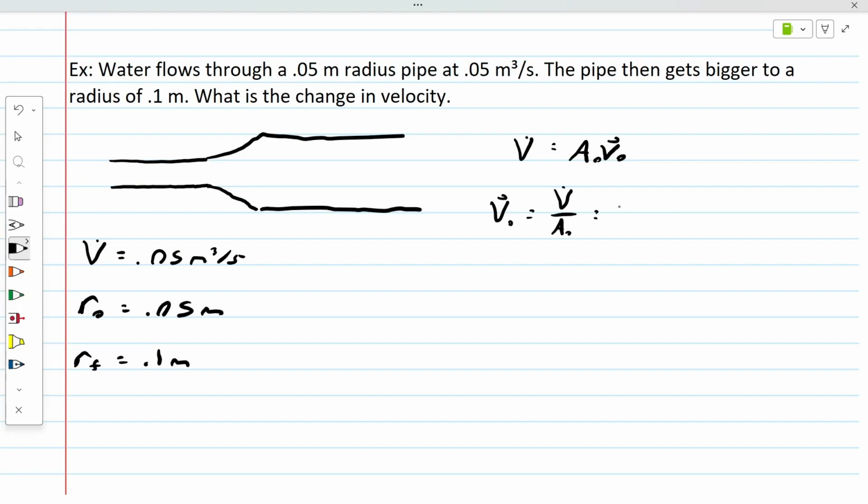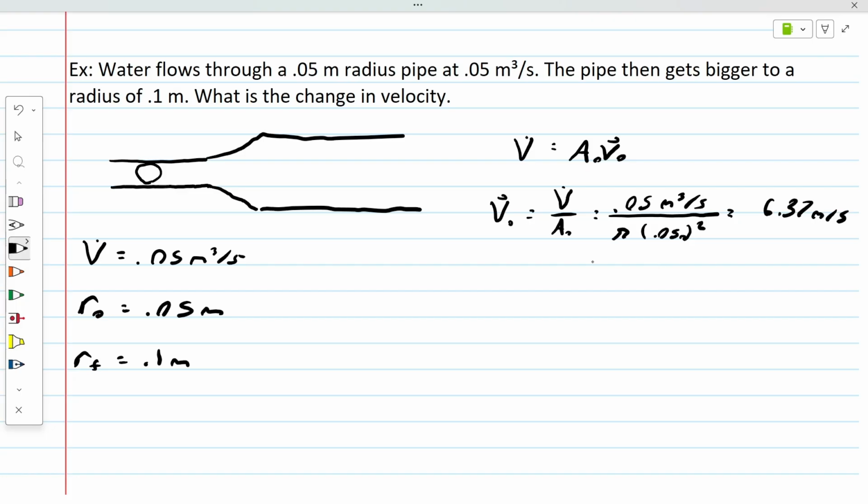We were given this flow rate of 0.05 meters cubed per second. And the area, we're assuming this is a circular pipe since it gave us a radius, is just pi r squared. So we can do pi times the initial radius, which is 0.05 squared, in meters. The meters will cancel, and we'll get 6.37 meters per second. And so that's our initial velocity.